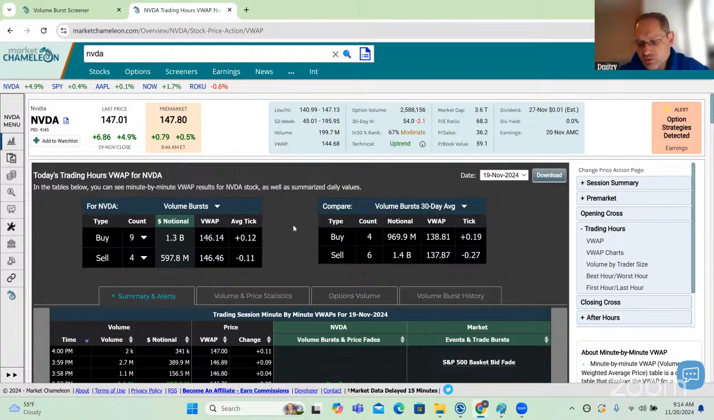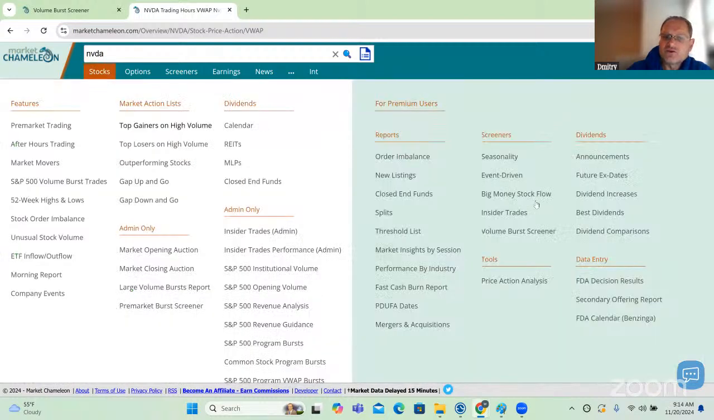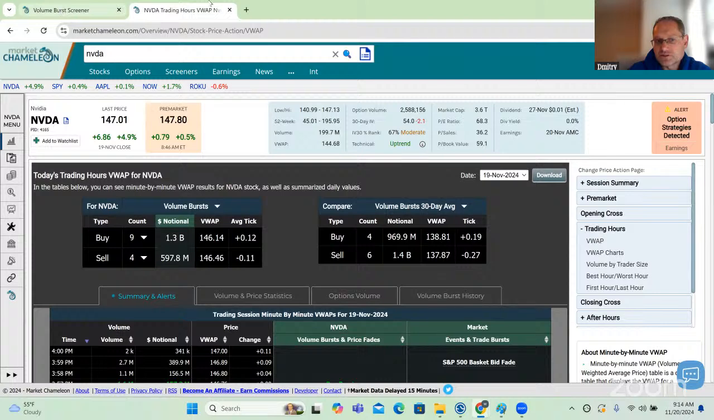But let's say we just wanted to screen out this unusual behavior. We could use a screener for that. Okay, so under stocks here, if you go to the right, volume burst screener, see volume burst screener here under screeners, and you will end up on this table over here.